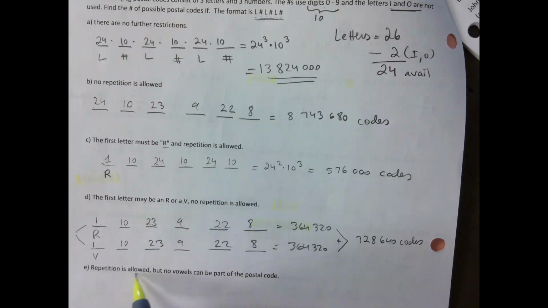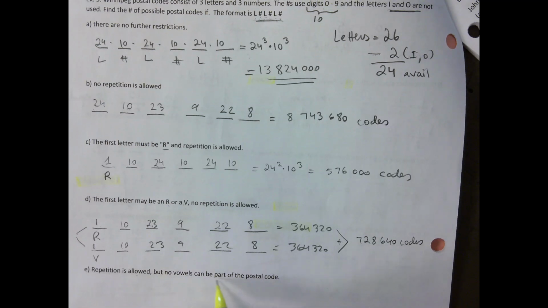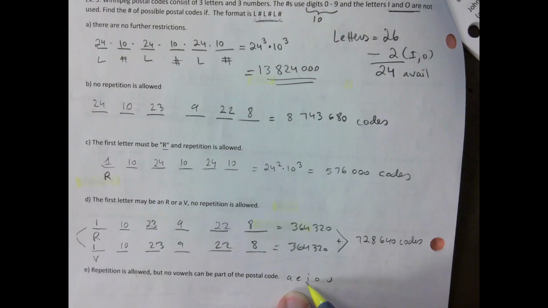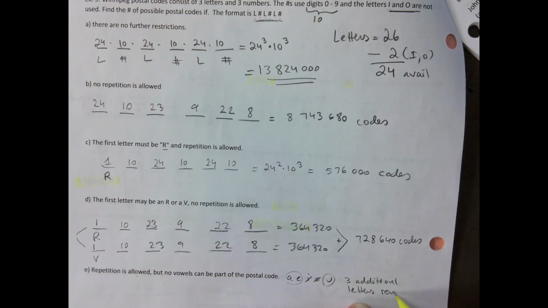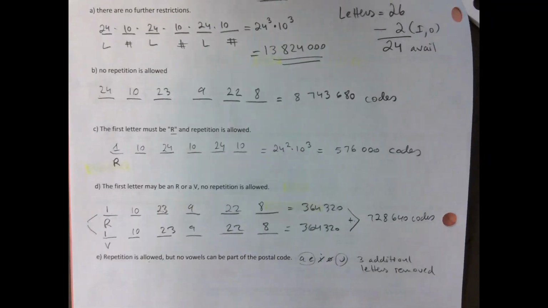E, repetition is allowed, but no vowels can be part of the postal code. So A, E, I, O, U cannot be used. These are already gone, right? I and O have already been removed. So now you're removing these as well, okay? So 3 additional letters removed. Let's make a note on the side, because when you look, ooh, you can't even see that. Please let me know when that happens.